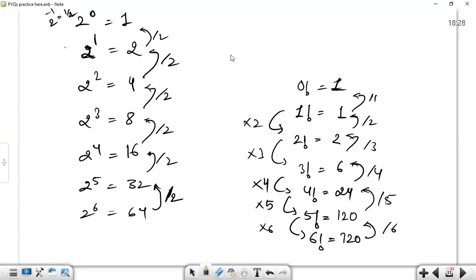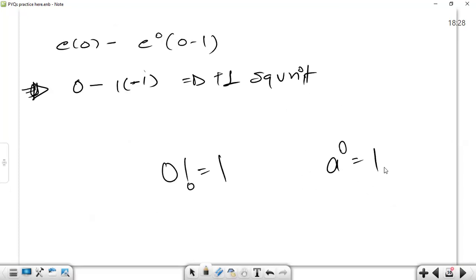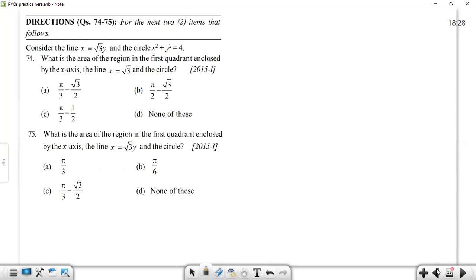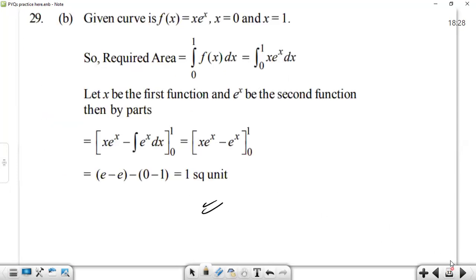So this is a reverse logic. Now we can wrap our heads around why anything raised to power 0 is 1 and why 0 factorial is 1. Interesting? Yes. Okay, let's go back to integration. Yeah, so our answer is also correct.